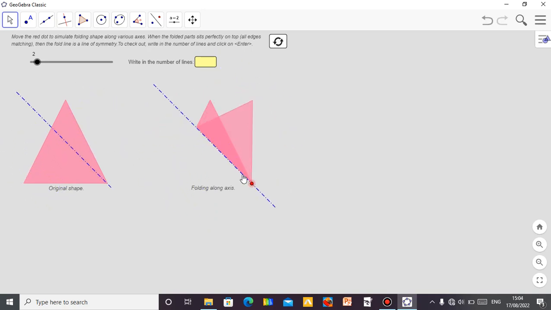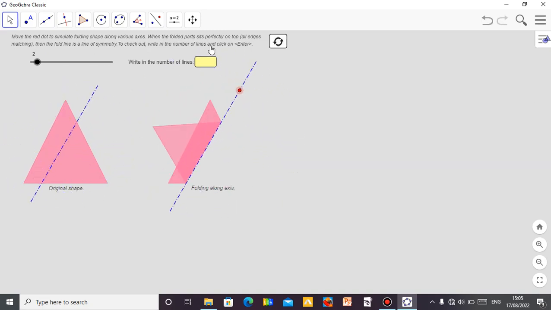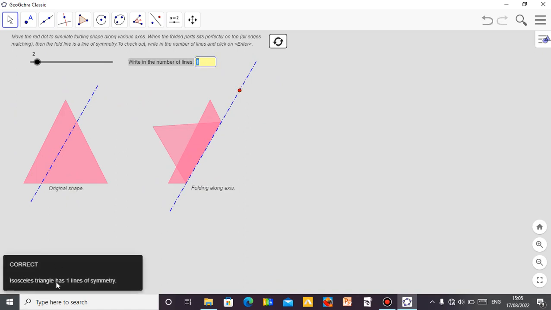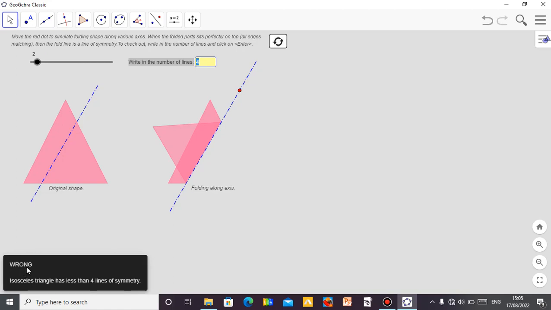So it only has 1 line of symmetry. Even when I turn the other way, this side is a mirror of the other side. So that means an isosceles triangle only has 1 line of symmetry. There's no equal division here, and there's no mirror division here. So if you put 1 here, it will tell you correct. Isosceles triangle has 1 line of symmetry. If you make a mistake here, for example, I put 4, you see it's wrong.